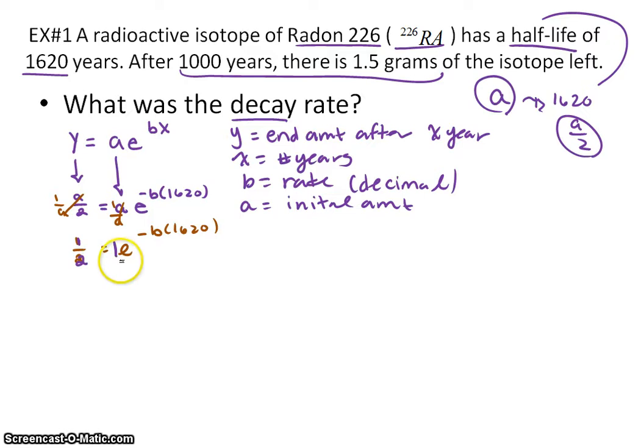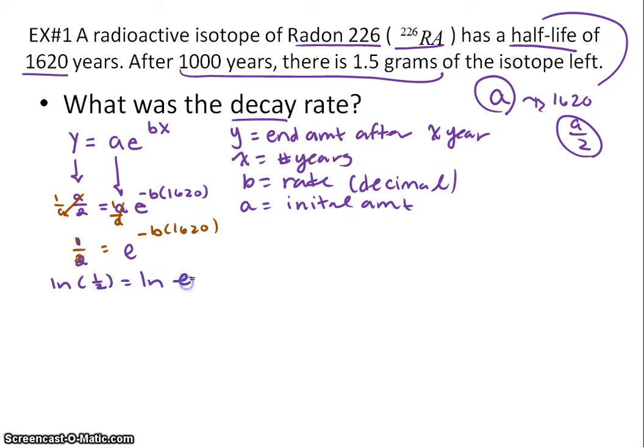Okay, so now I have an equation, and I want to get the b. That's what I'm solving for. So we have an exponential, base e, and I want to get the exponent. So the way we undo an exponential is we take a logarithm. And since this exponential is base e, I'm going to take the natural log of both sides, because the natural log is log base e.